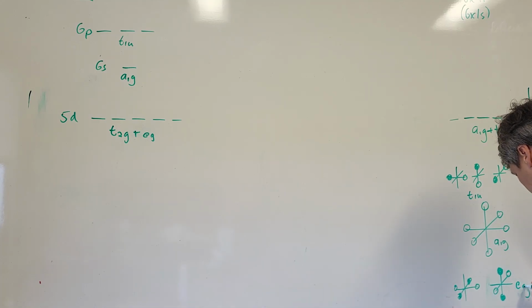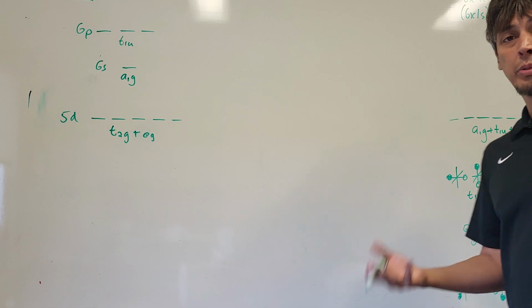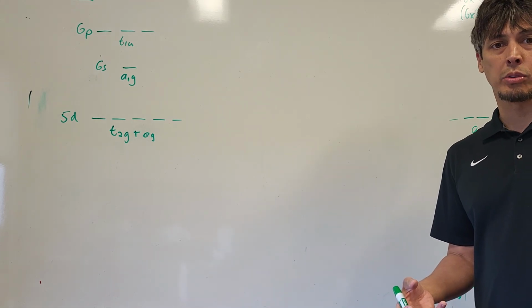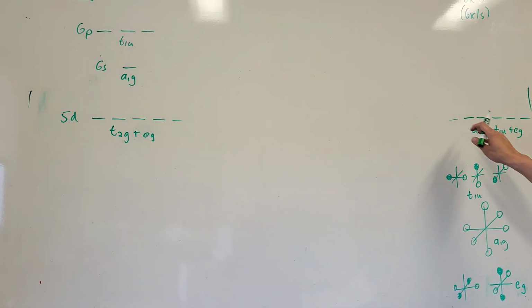SALCs. And mind you, there's no bonding between any of these 1s orbitals for the hydrogen. So these are all equivalent energy, but they have different symmetries. So that transforms as the A1g plus T1u plus Eg.